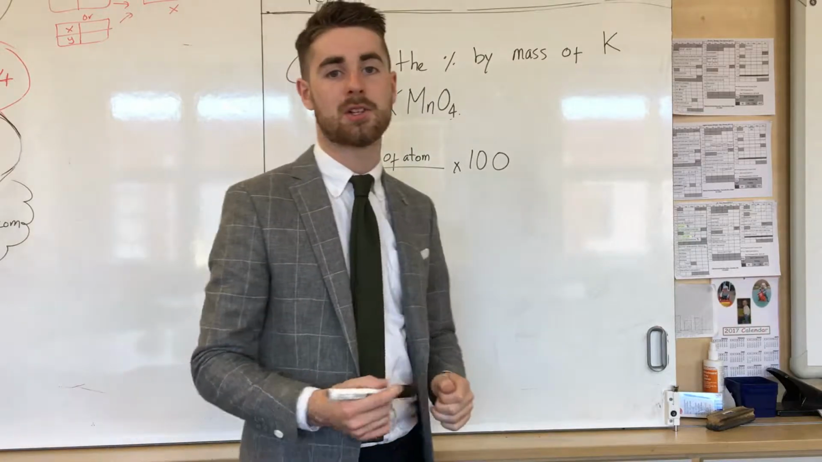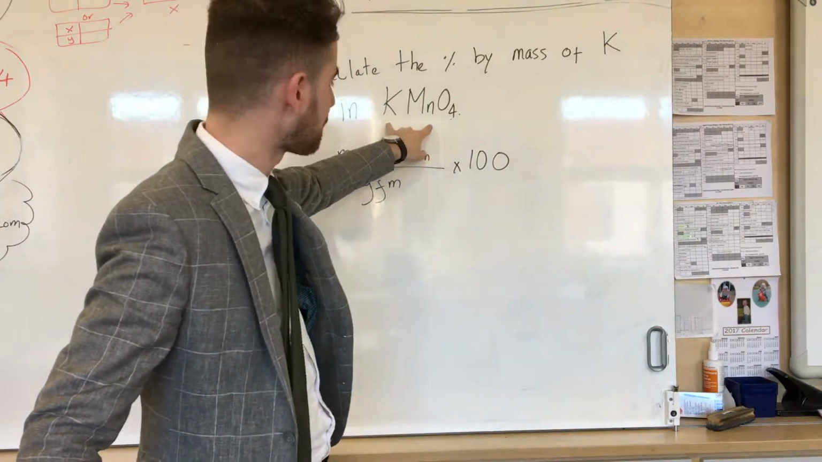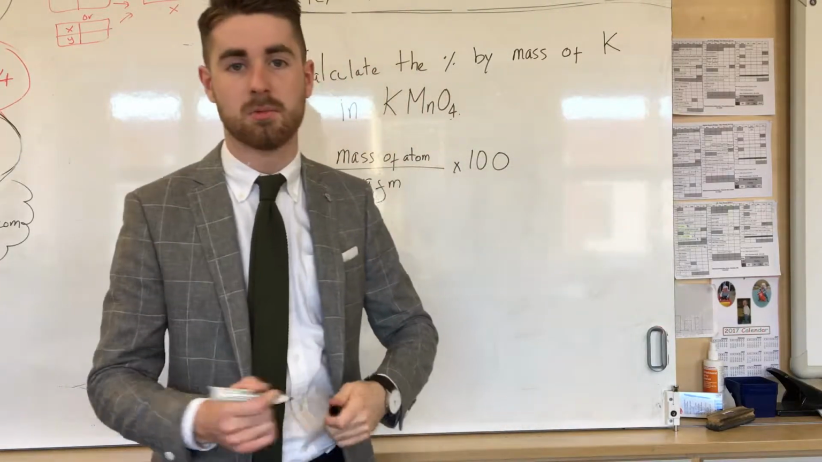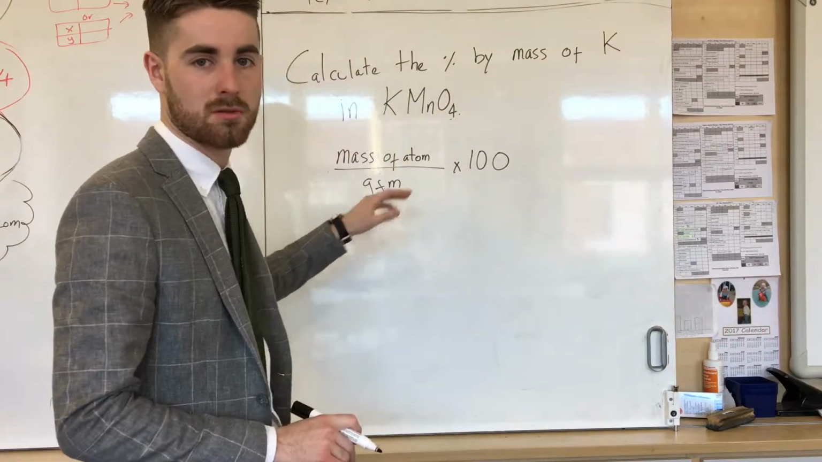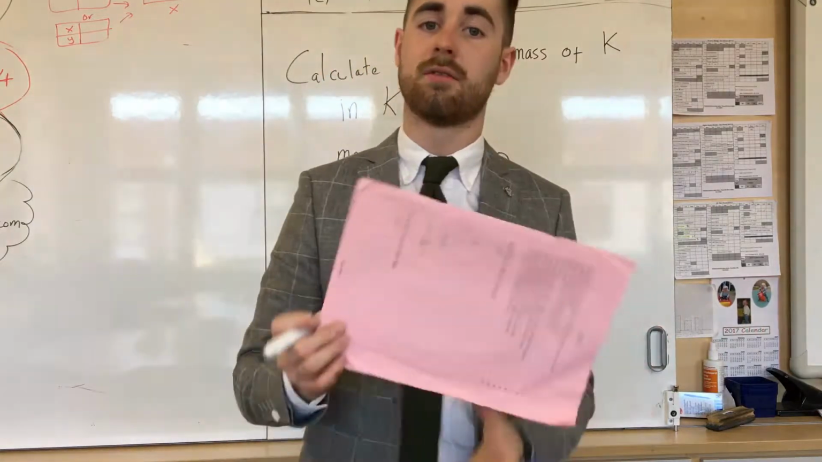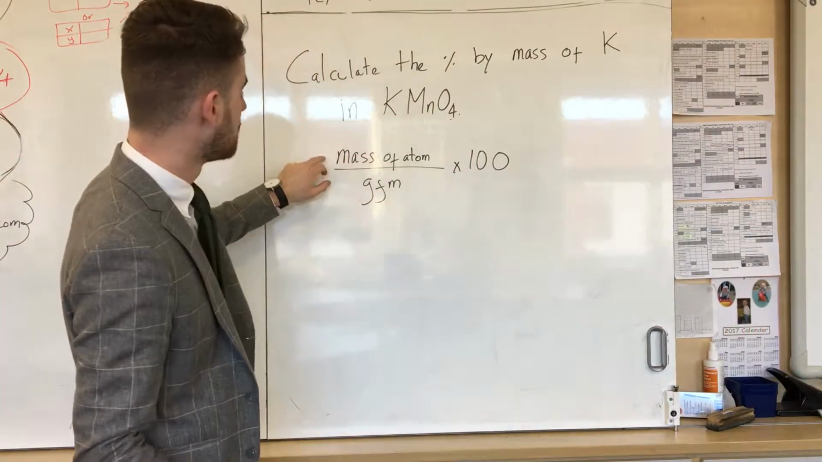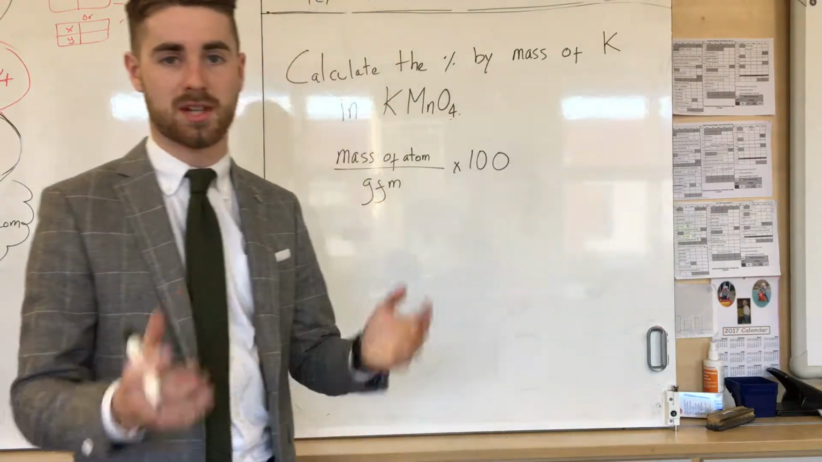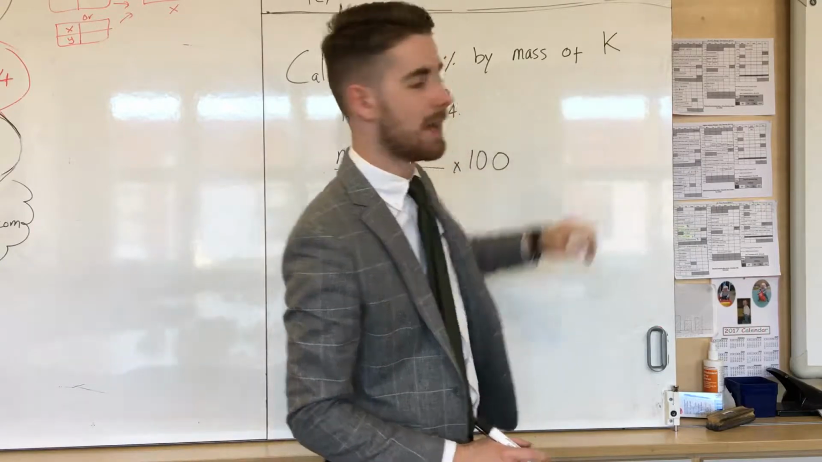So what the question is asking us to do is work out how much of the mass of this compound is accounted for by potassium. The way we work it out is by using this equation. I've just copied this equation from the National 5 data booklet and written it on the board. What we have is the mass of the atom divided by the total gram formula mass times by 100, and that will tell us the percentage of the atom we're looking for. What we're looking for in this one is potassium.